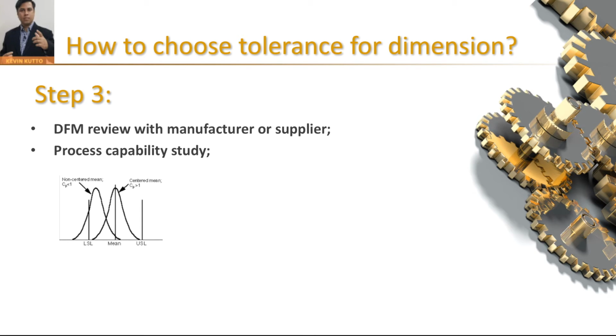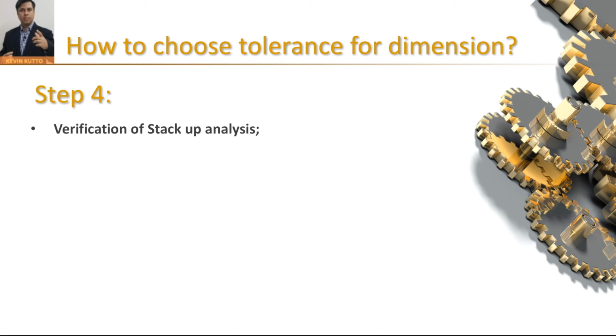All these variations need to be captured in the form of a sampling plan, and your supplier needs to collect that data as per that sampling plan. Then by processing that data you will get a range of tolerance at 6 sigma or 3 sigma levels, which you could use in your drawings and stack up analysis.